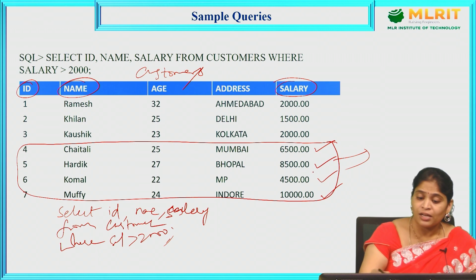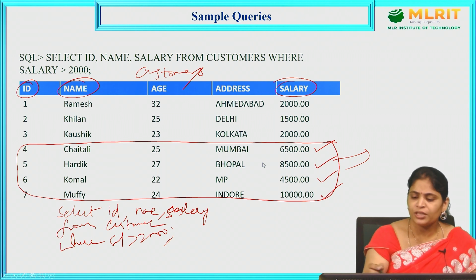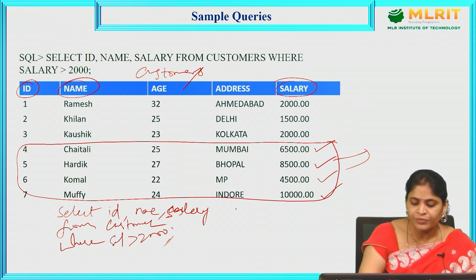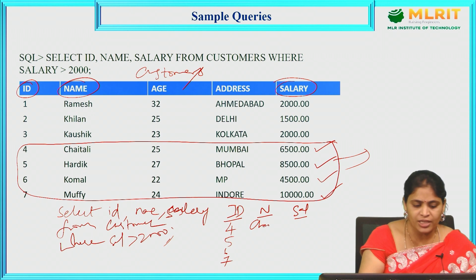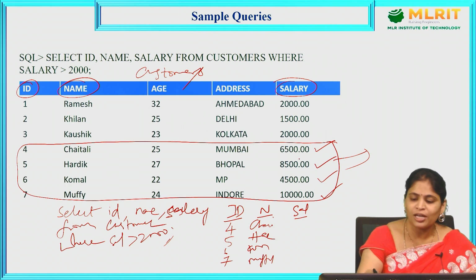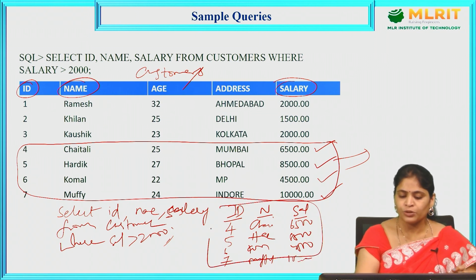In the output, not all the columns will be displayed, only the columns that I have represented here: ID, name, salary. What are the IDs here? 4, 5, 6, 7. Next, Chaitali, Hardik, Komal and Muffy are the names. And their salaries are 6,500, 8,500, 4,500 and 10,000. So only this is the output of the above query.